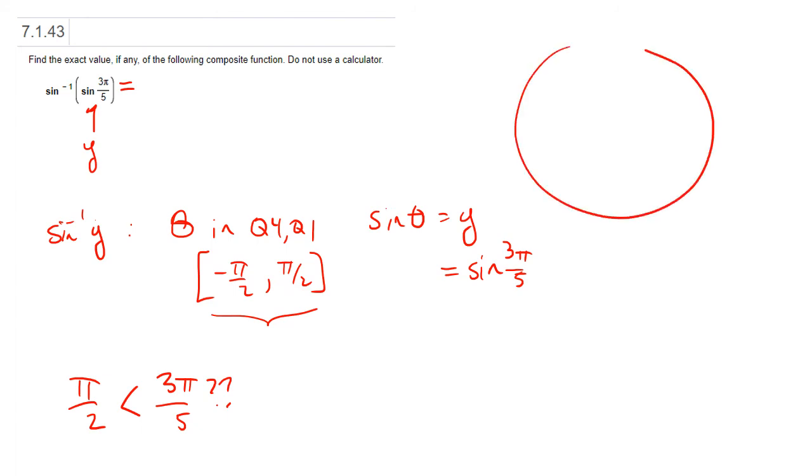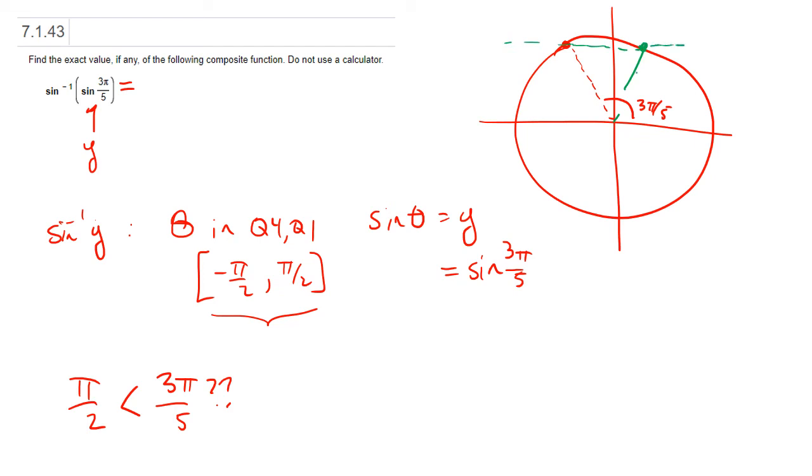So let's look at our reference circle. 3 pi over 5 is over here somewhere. It's just a little bit bigger than pi over 2. What we need is an angle in quadrant 1 that points to the same height. If I take this to be my angle theta, now I have an angle in quadrant 1, and the sine of theta is the same as the sine of 3 pi over 5.